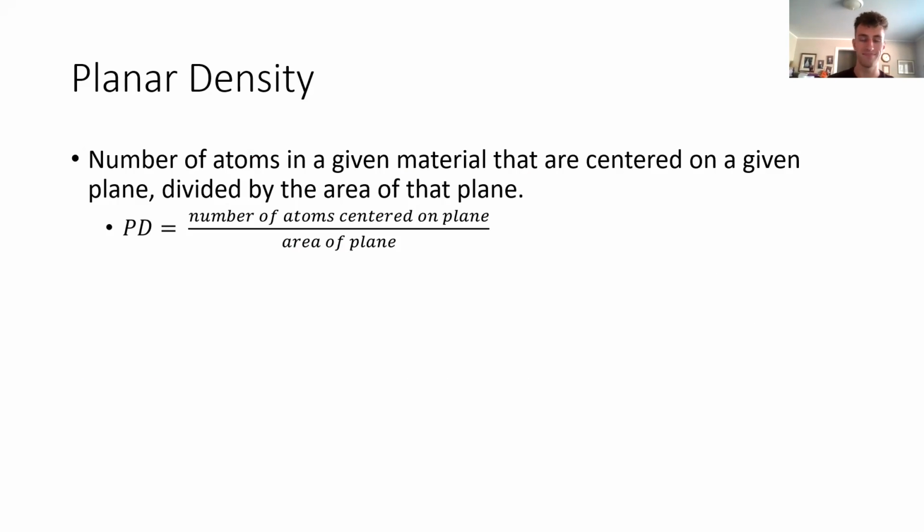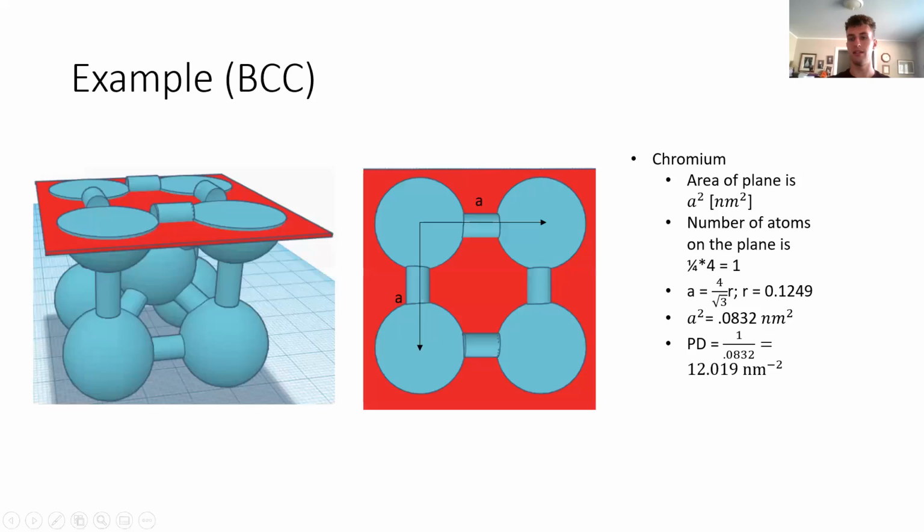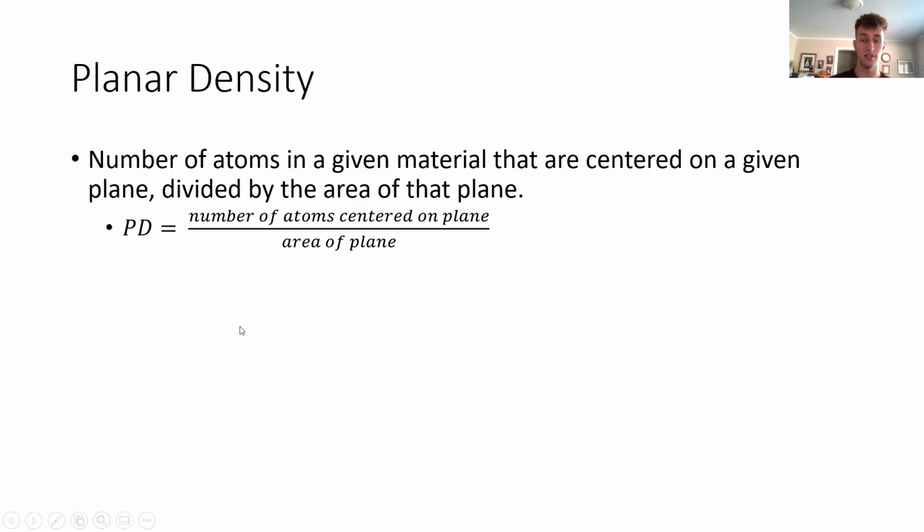And now let's look at planar density. Planar density is very similar to linear density. It's just that instead of a line, you're looking at a plane. So it's the number of atoms in a given material that are centered on the plane. Make sure to keep in mind that it's the center of the atoms that lie on that plane, divided by the area of that plane. Easy: number of atoms centered on the plane divided by the area of the plane.